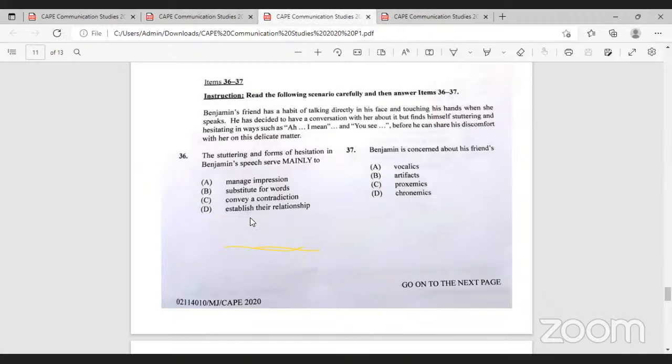Someone said B, substitute for words. Yeah, okay, he can. Sir, what about A, sir? I remember the question says mainly. So the most likely answer. Yes, it could be that he's nervous or something and he's trying to manage his impression, but it's not the most likely answer. The most likely answer here is substitute for words.